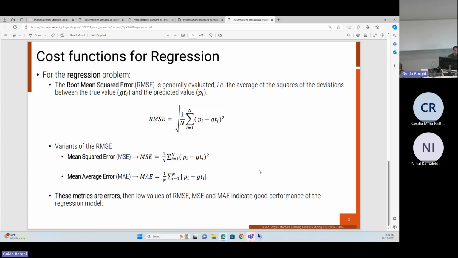Remember that in all these functions, there is the letter E. That means error. So we have error here, and error here. And then low values of root mean square error and mean absolute error indicate good performance of the regression model. These are errors, so low values indicate good performance.